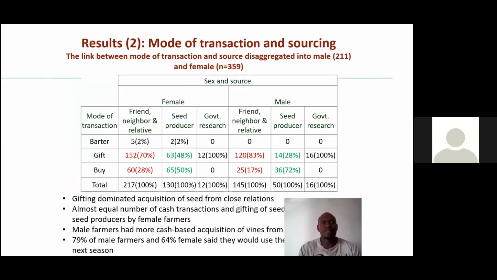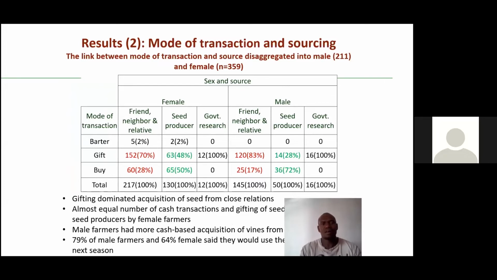Our second result is in regard to mode of transaction and sourcing, and we wanted to know how the farmers acquired their seed, whether they bought, they were gifted, or they exchanged something. And we realized that gifting dominated acquisition of seed from close relations.